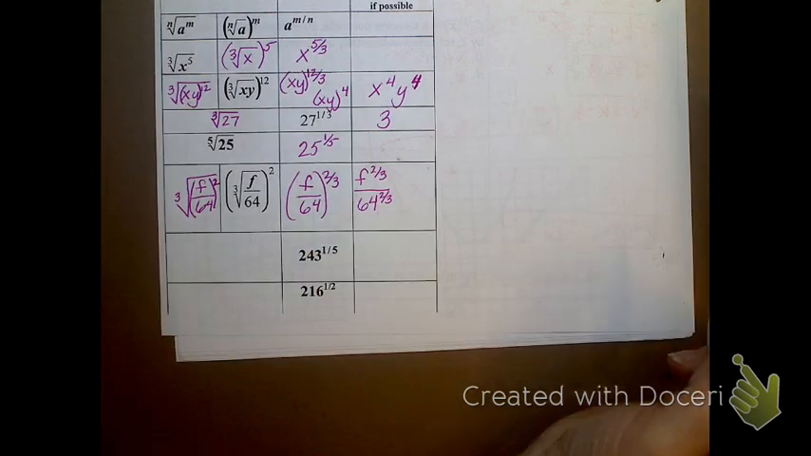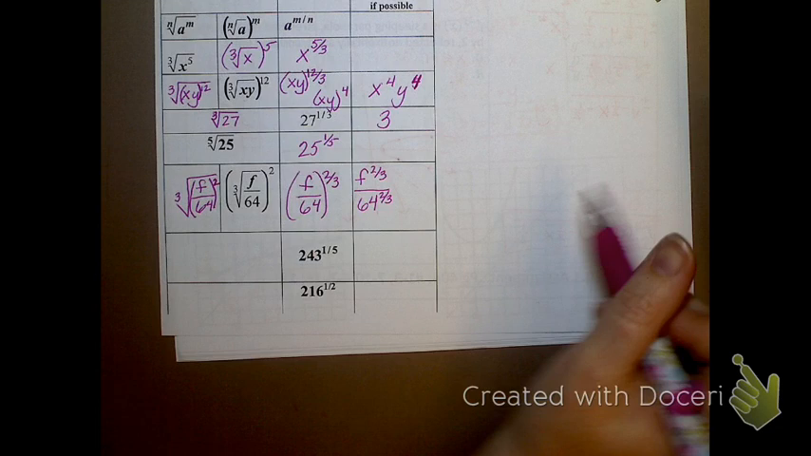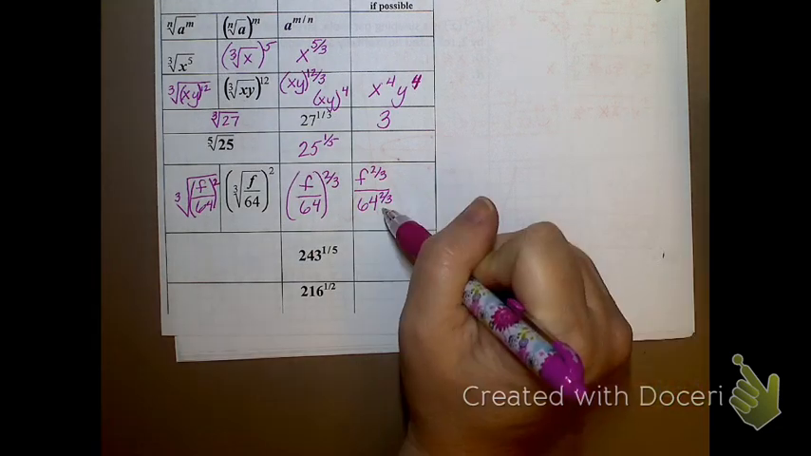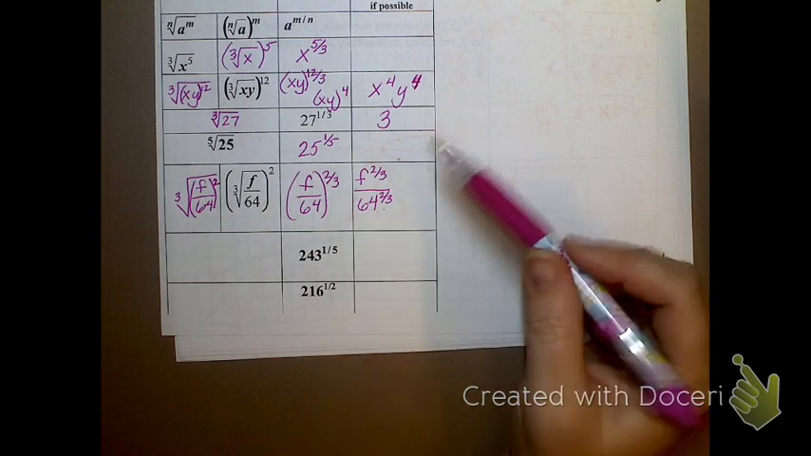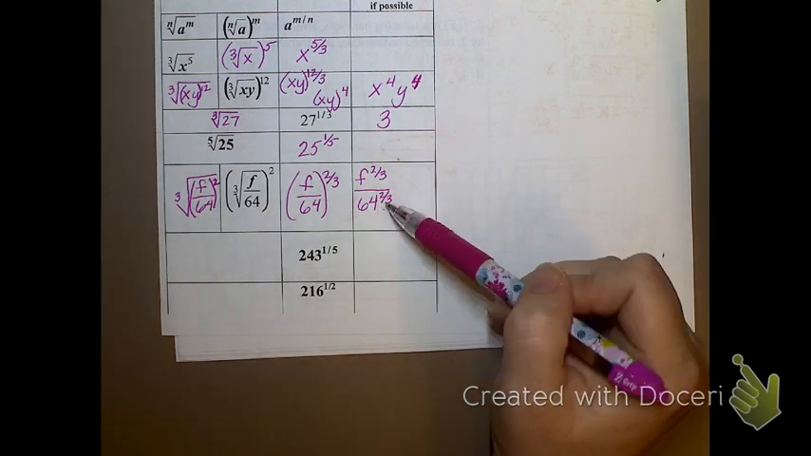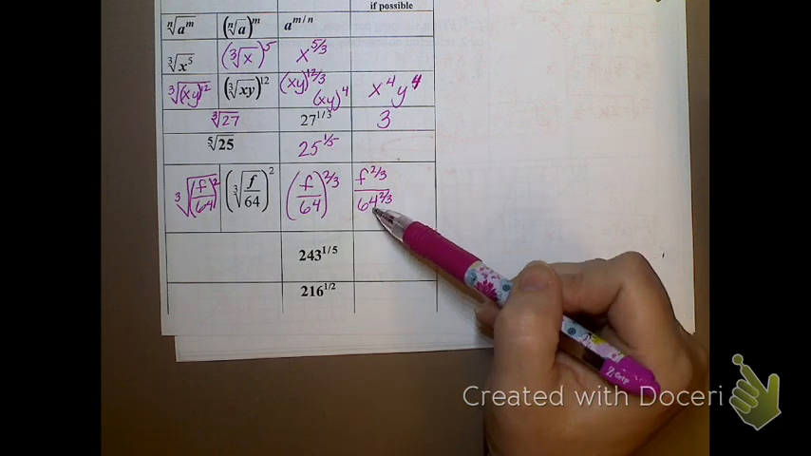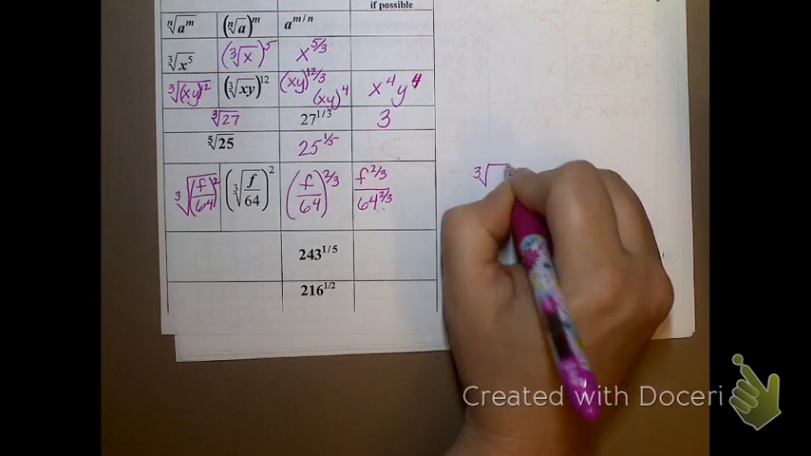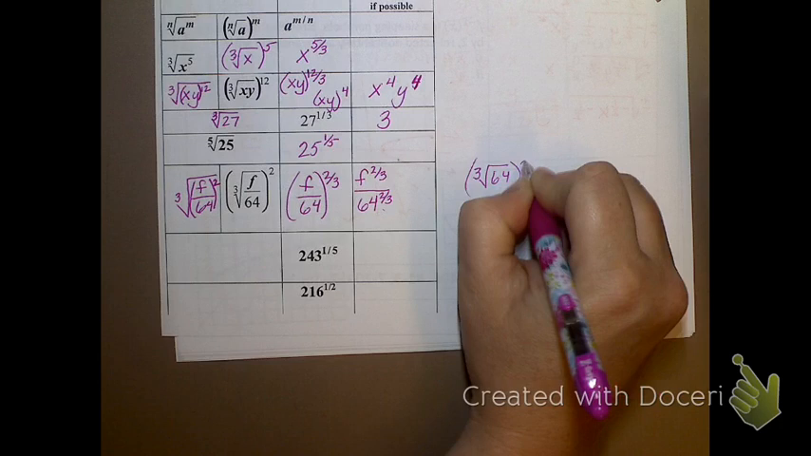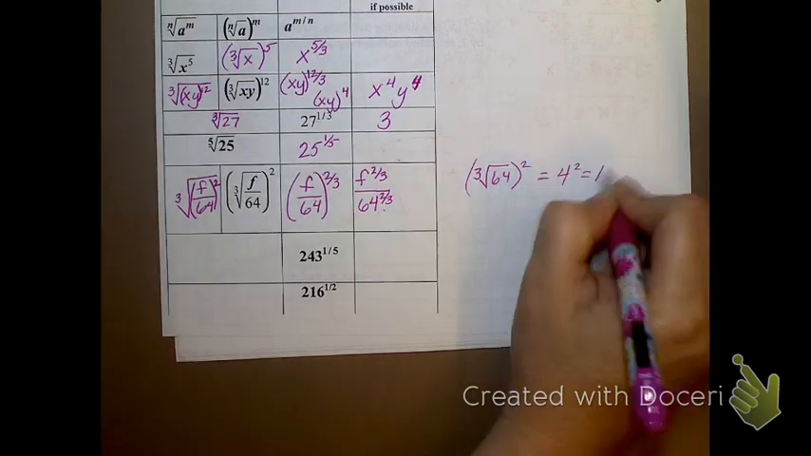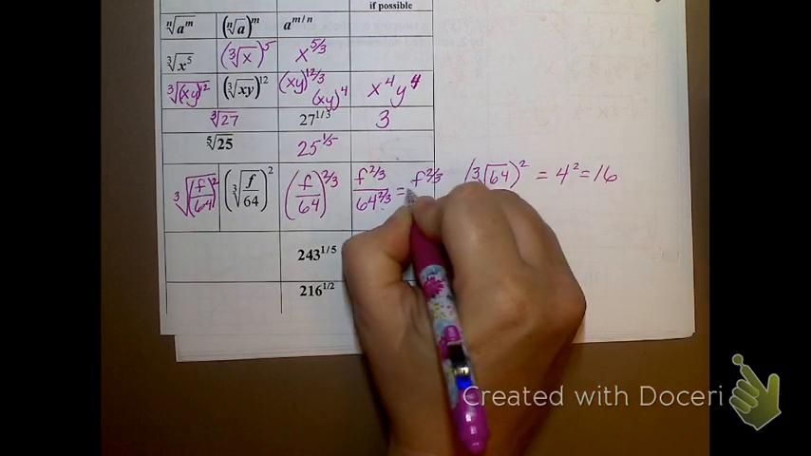But I think I can do something with 64 to the 2/3. How do I know this? Well, because I know that 2/3 means it has an index of 3, which is a cube root. And 64 is a number you can take the cube root of. So let's think about this for a minute. That would be the cube root of 64 squared. What is the cube root of 64? 4. Squared is? 16. So I would actually call this F to the 2/3 over 16. That would be your fully simplified answer.